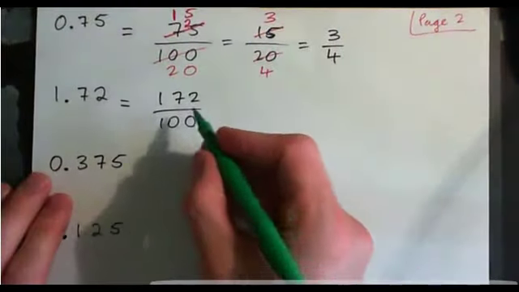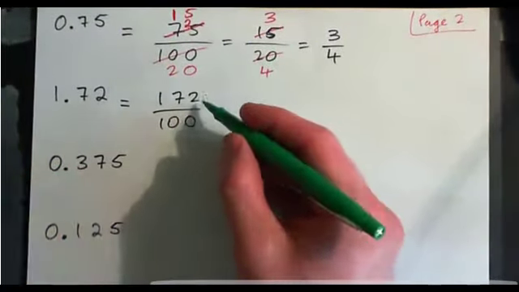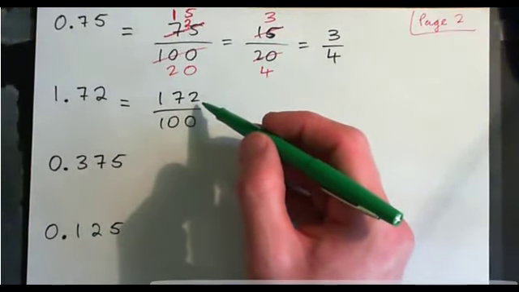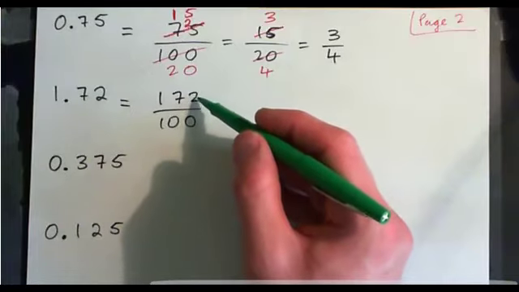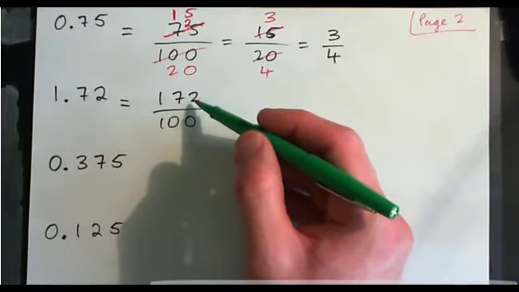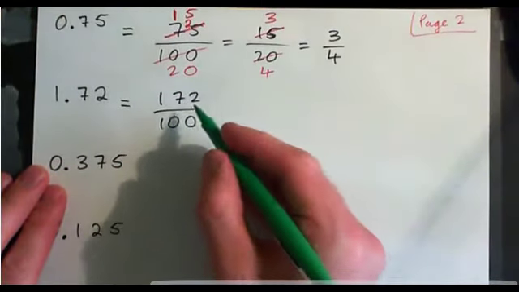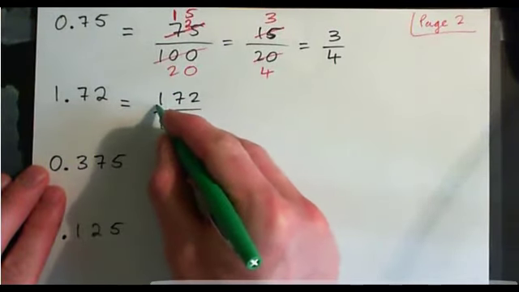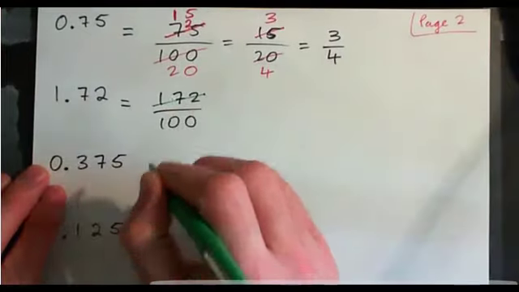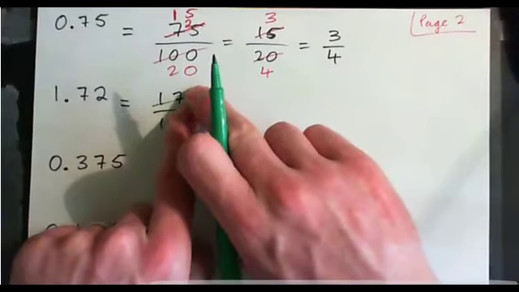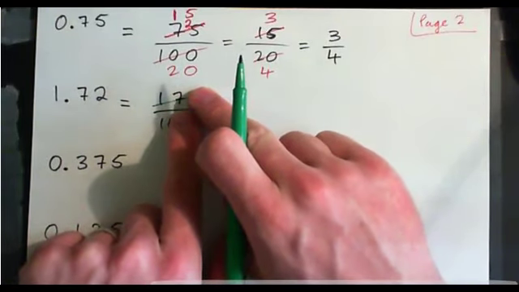we can go, well, 5 isn't going to go into this because the last digit is a 2, right? But I know 2 will go into that number for sure. So let's try dividing this by 2, because I know 2 will also go into 100. So 2 into 172. Well, 2 into 1 won't go, but 2 into 17.